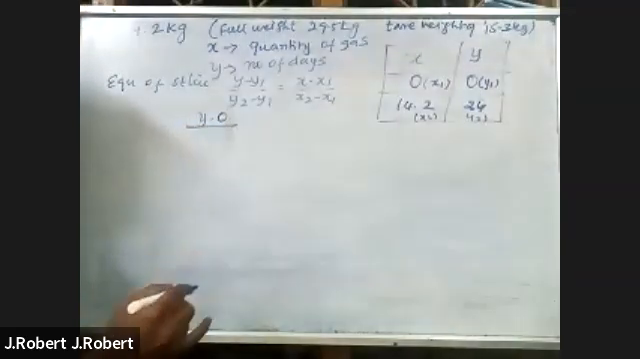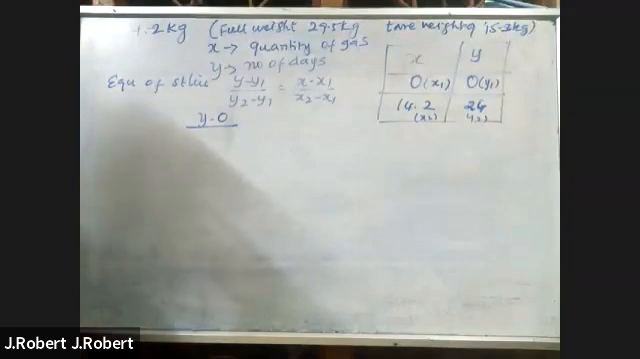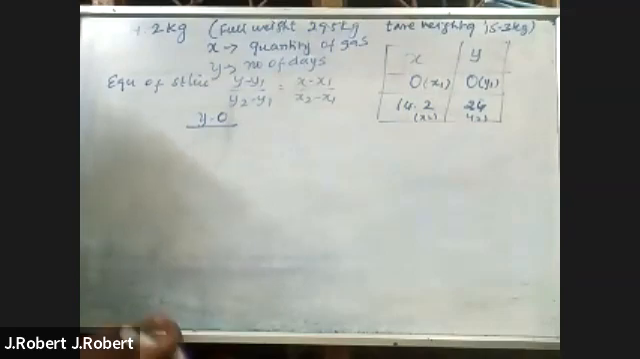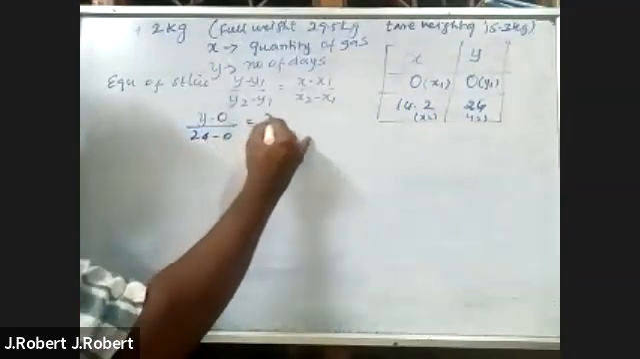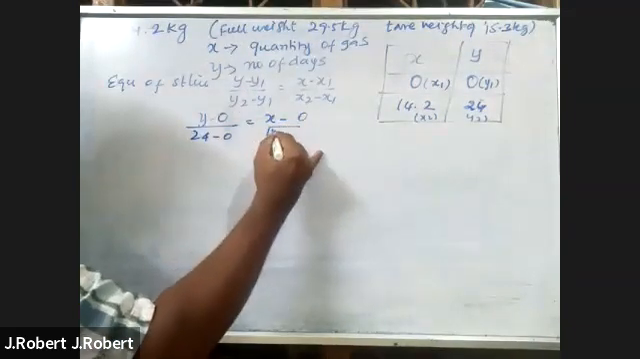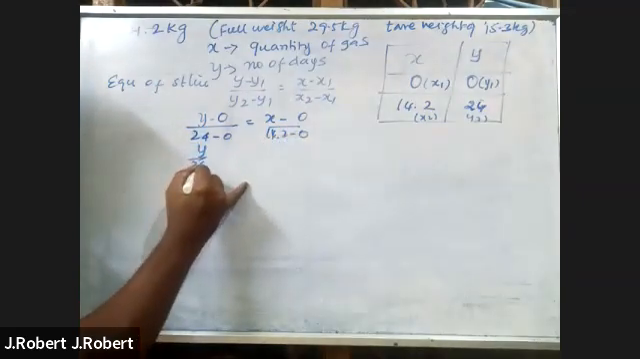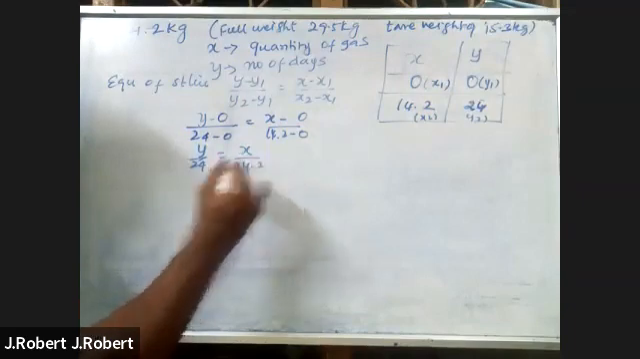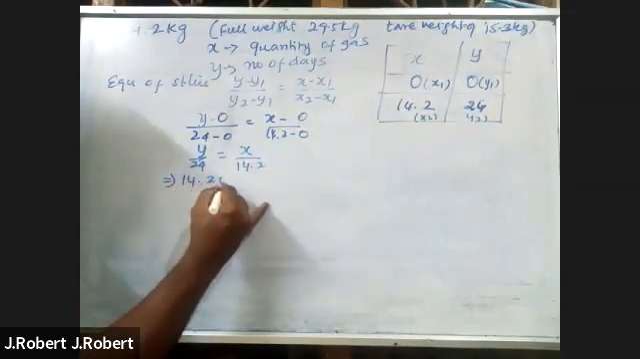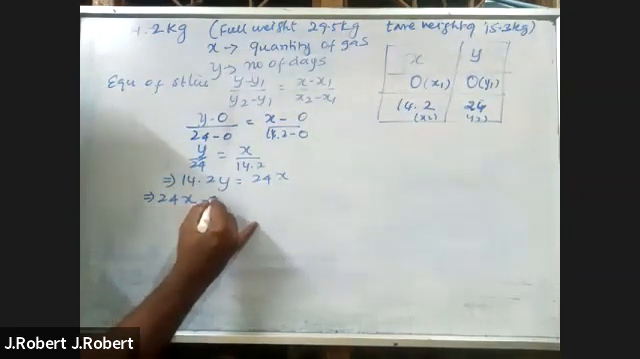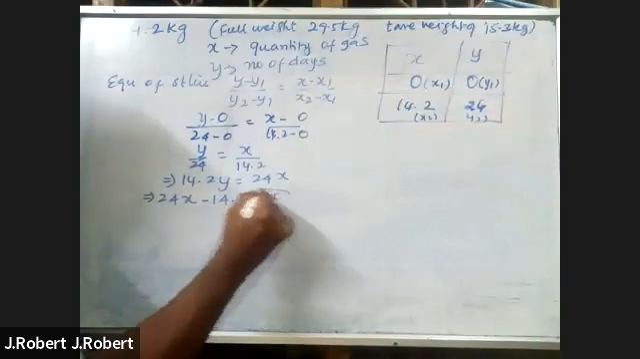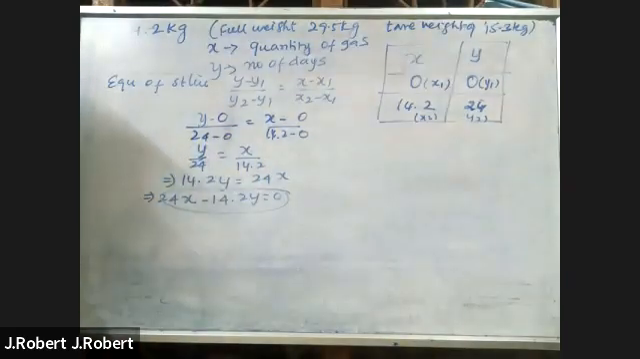Do you understand? Why did I take 0, 0? Only then can we form a relationship. So Y2 minus Y1 equals 24 minus 0, and X minus X1 is X minus 0, with 14.2 minus 0. We get Y by 24 equals X divided by 14.2. This gives 14.2Y equals 24X. Otherwise, we can write the relation as 24X minus 14.2Y equals 0. This is your first question: find the relationship between the quantity of gas and the number of days used.